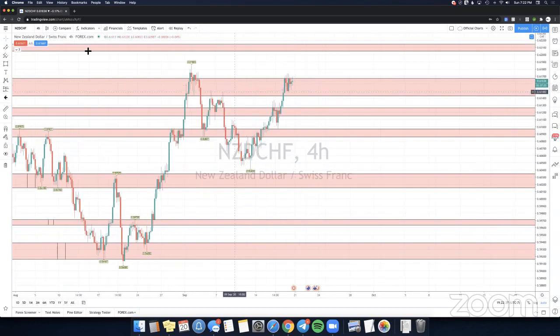So once it breaks above this point, then we can probably ride that up. So let's see how many pips that is. It's a pretty nice move, about 33 pips.